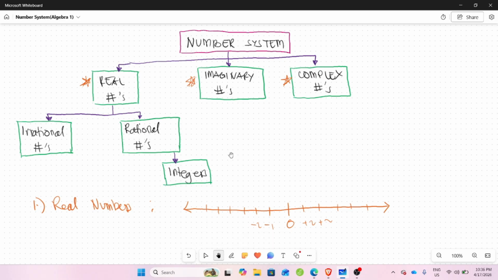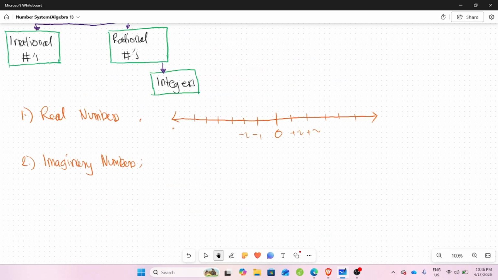So that's real numbers. We'll proceed with what we mean by imaginary numbers. Imaginary numbers are square roots of negative numbers. This is represented by this symbol, a radical with a negative number inside. So that's the symbol or syntax for an imaginary number. For example, we have negative square root of negative 2. This is an imaginary number, or negative square root of negative 1. That is an imaginary number.